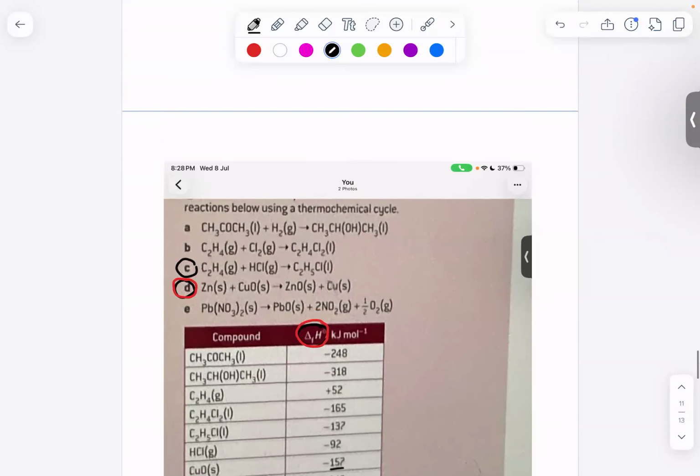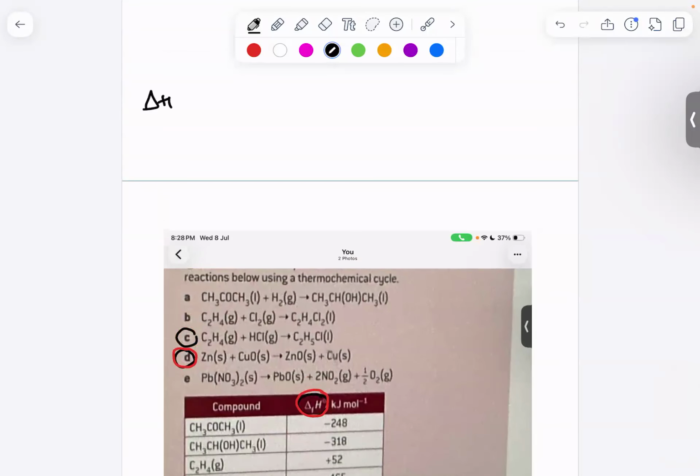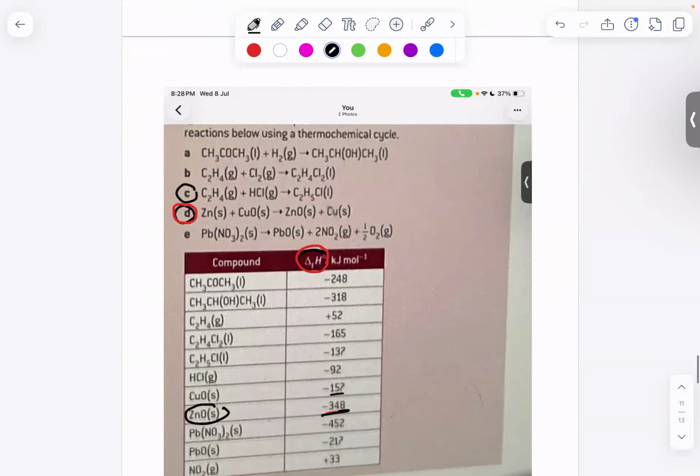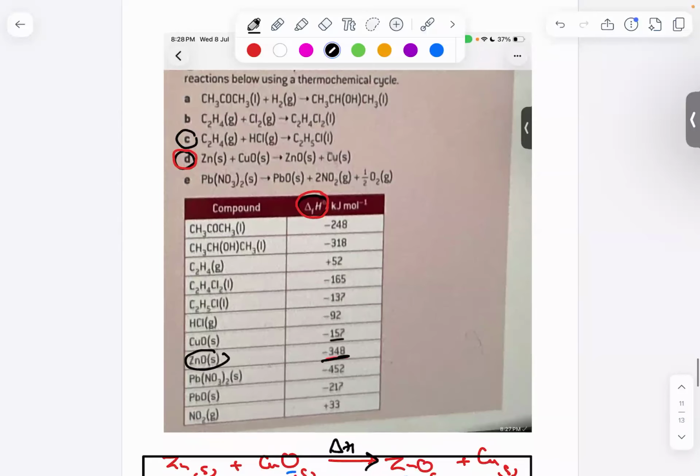Always, I'll write here delta HF. Delta HF of an element is always zero. We do not know how that element has been made. Only God knows how that element has been made.